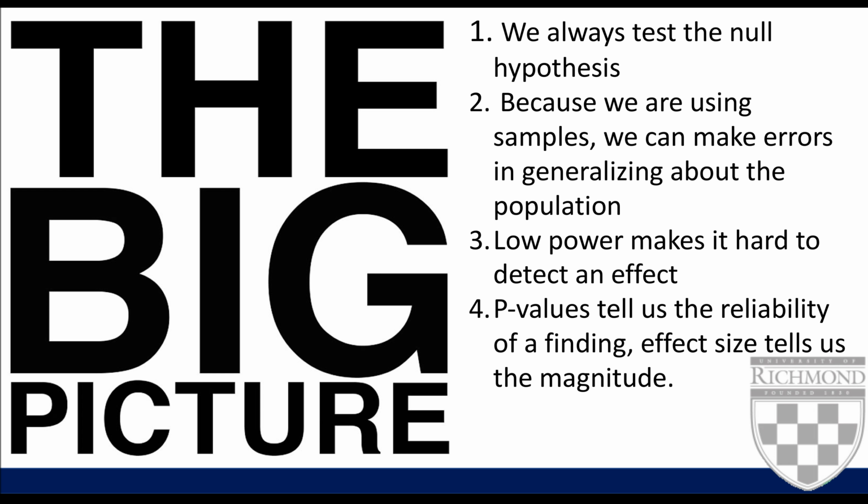P-values tell us the reliability of a finding. Effect sizes tell us the magnitude of the finding. So you can kind of think of p-values as a statement of how reliable the result is. And effect size, in many ways, tells us how important the result is.